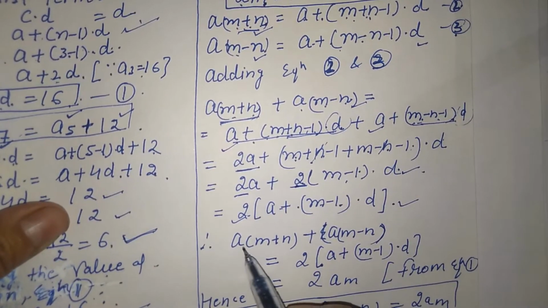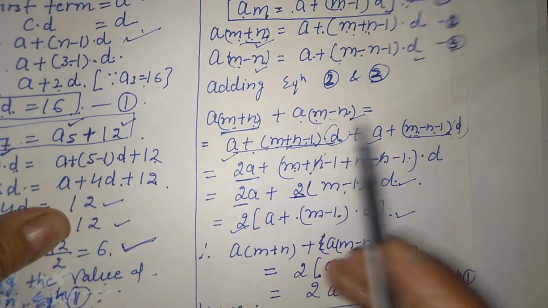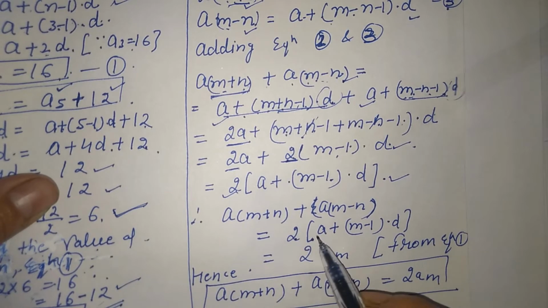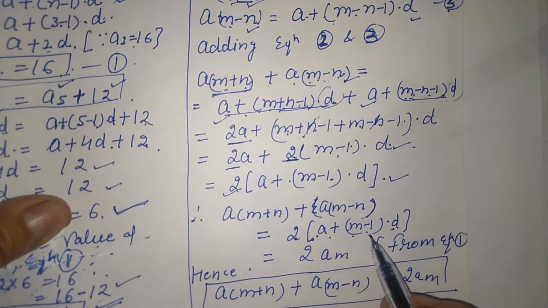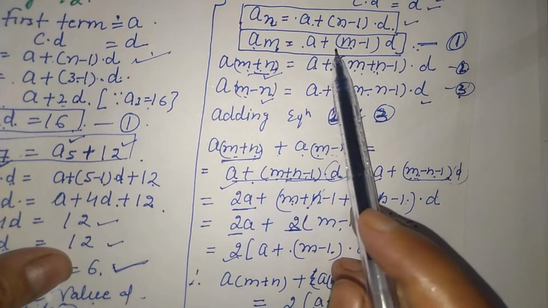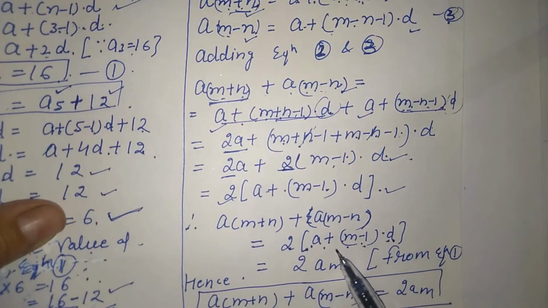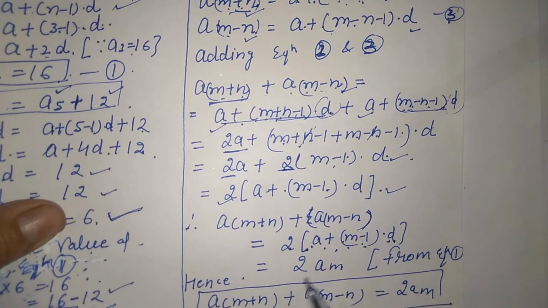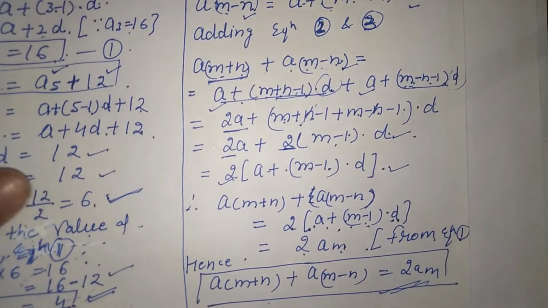Now what we have, a_(m+n) plus a_(m-n) is equal to twice of a plus (m-1) into d. And what is this a plus (m-1) into d? That is equal to a_m. So here we will replace this by a_m. So twice of a_m. This is from equation first. So this is what we wanted to prove.